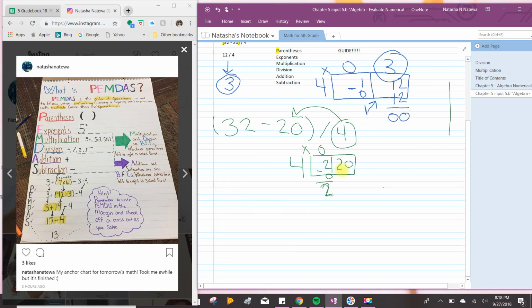How many times can 4 fit into 20? 4 times 5. So 5 goes here. I know my notes are messy, so hopefully you're doing better notes than I am. 4 can go into 20 five times. 20 minus 20 is 0. So far we have 5. But we still have this 32 here. How many times can 4 fit into 32?